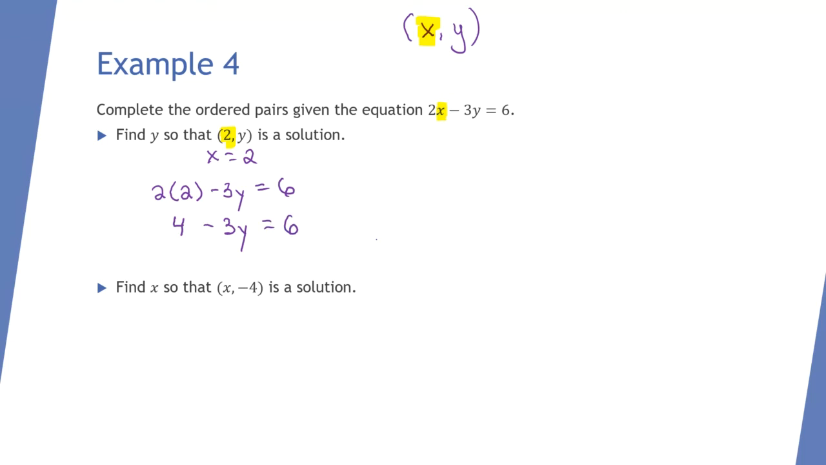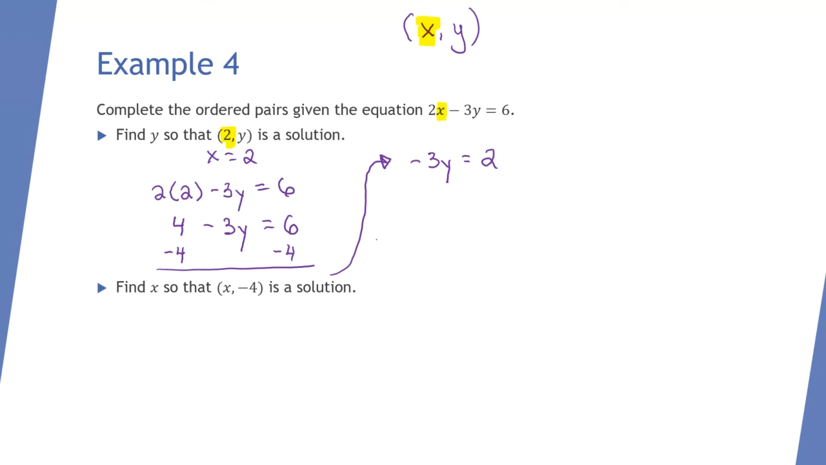So I want to get the y by itself, and right now I have a negative 3y. Those are all connected. I want to get rid of the 4 on the left side with the y. So that's a positive 4, so I need to subtract 4 to get rid of it. I'm going to just move this over. 4 minus 4 is 0. So then I'm left with a minus 3y, and 6 minus 4 is 2.